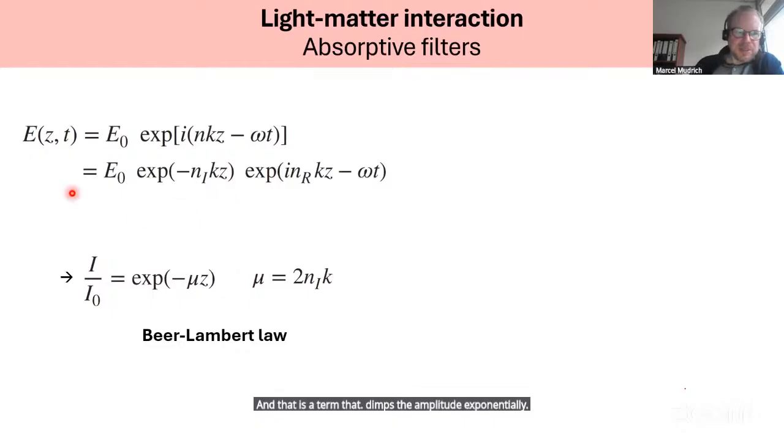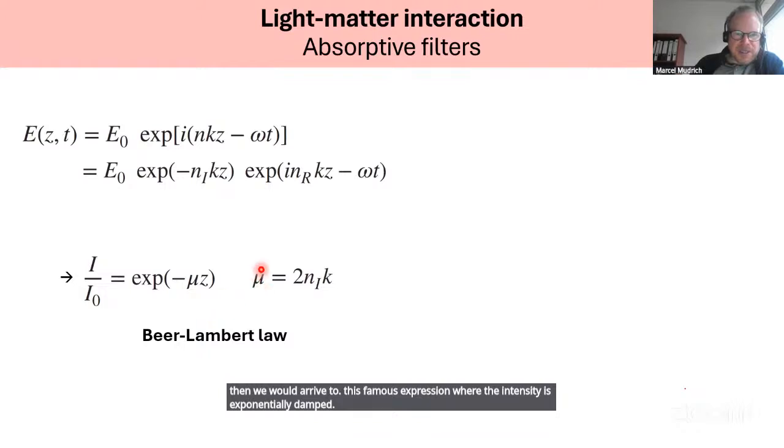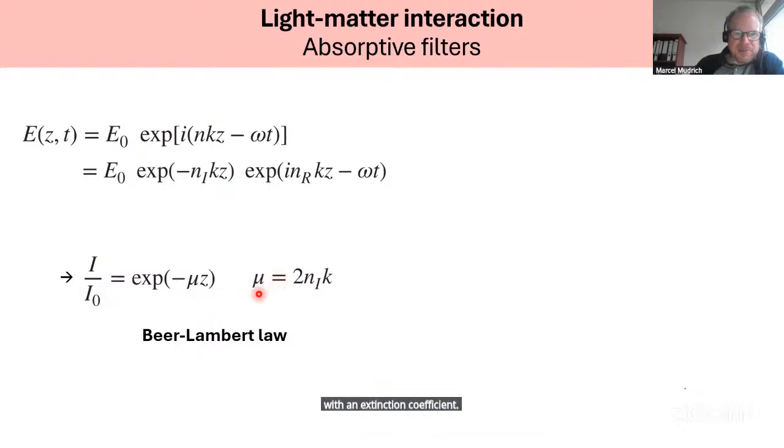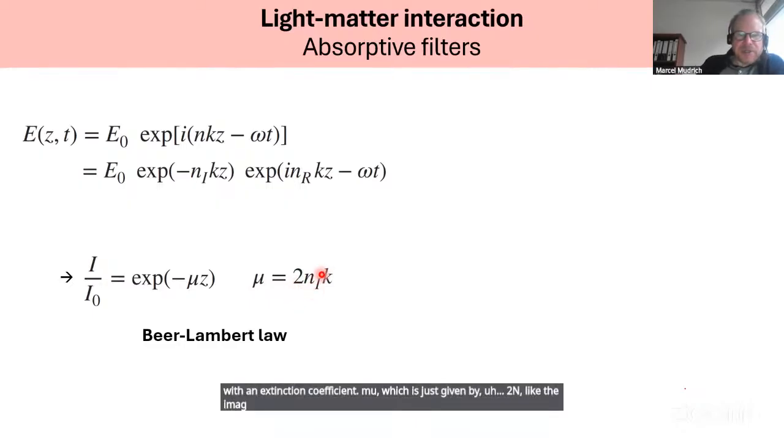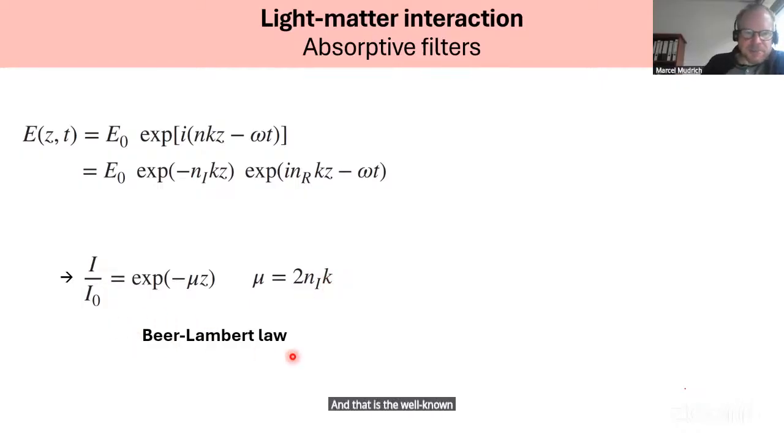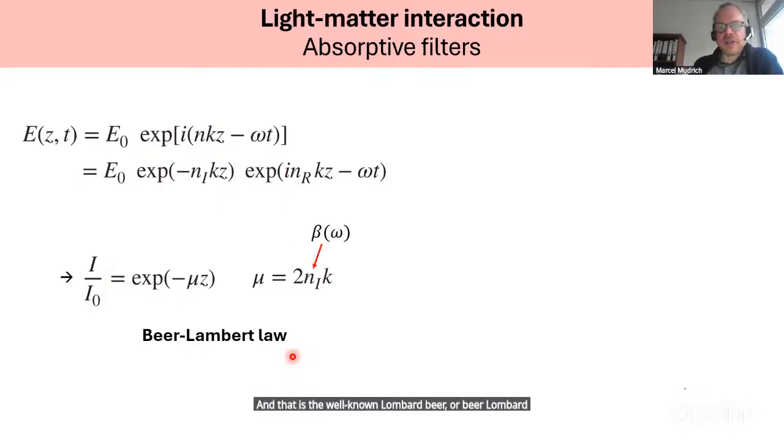So if we take the modulus squared to get the intensity, then we arrive at this famous expression where the intensity is exponentially damped with an extinction coefficient mu, which is just given by 2n, the imaginary part of the refractive index, times k. And that is the well-known Lambert-Beer or Beer-Lambert law.